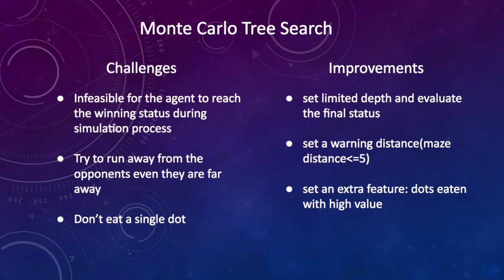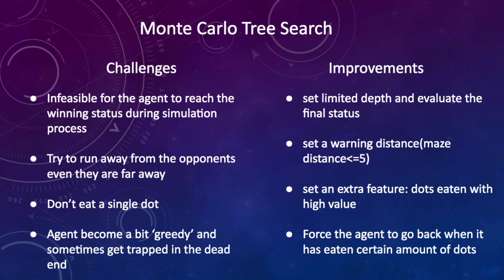And the third one is that the agents don't eat a single dot. Our improvement is that we set an extra feature, where a dot that has been eaten has a high value. The last one is that the agents become a bit greedy and sometimes get trapped in a dead end. Our improvement is that we force the agent to go back when it has eaten a certain amount of dots.